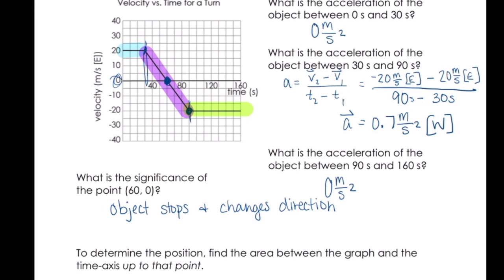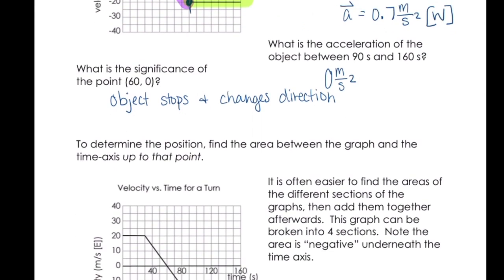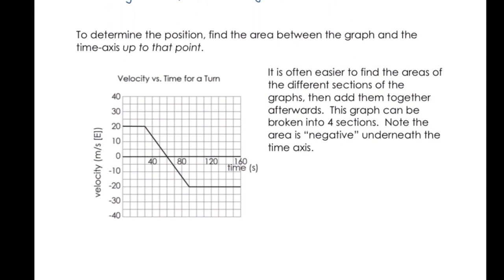Moving on with the notes that we started for the velocity versus time graphs. We're going to just finish up this section of notes. To determine the position, find the area between the graph and the time axis up to that point. You'll notice with this one, our graph is a little bit funkier compared to the ones that we were finding the area on before.